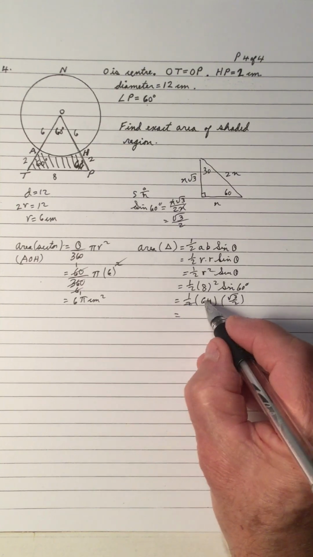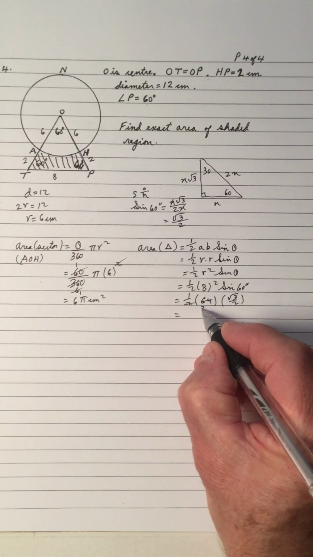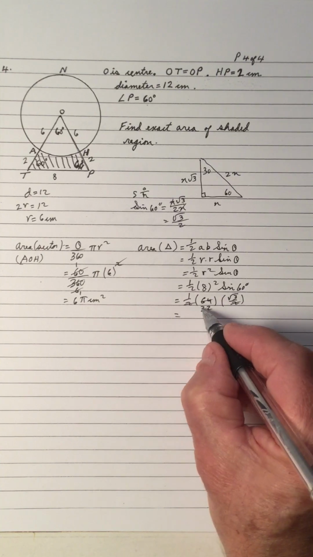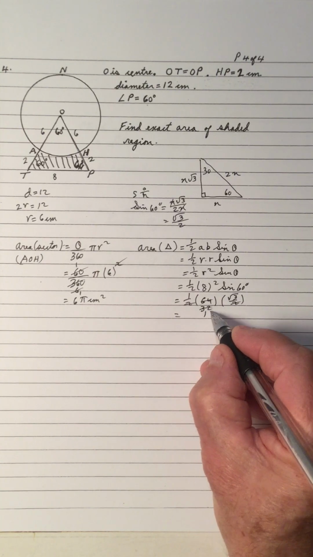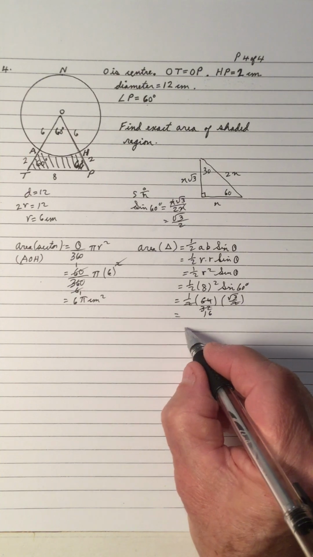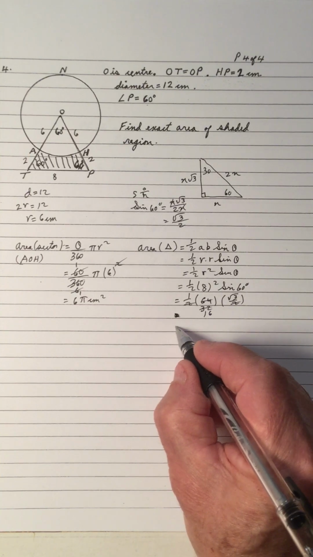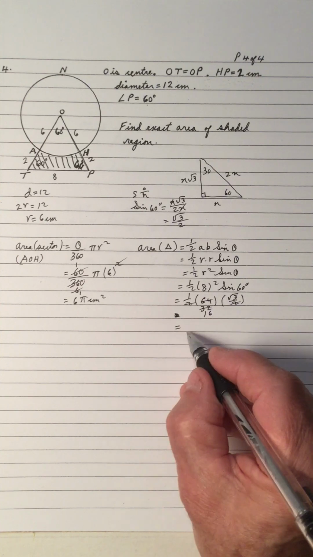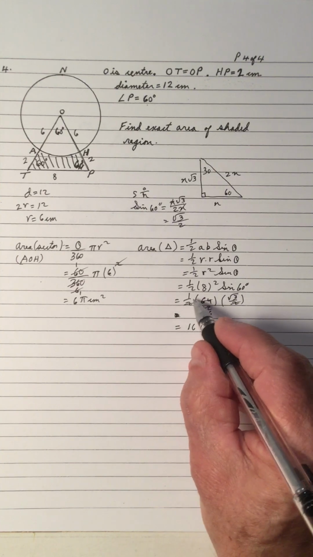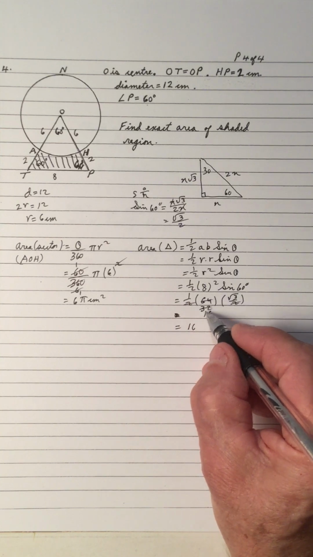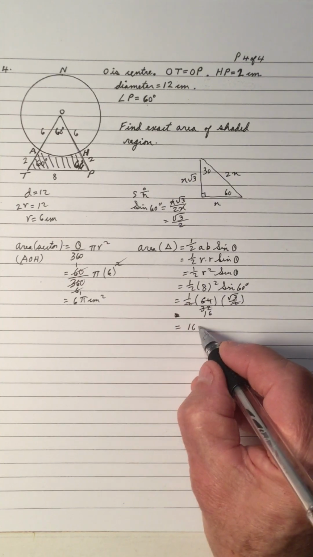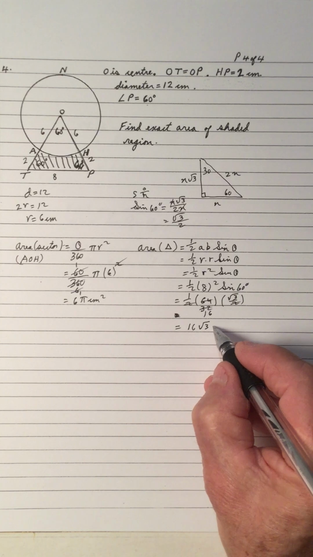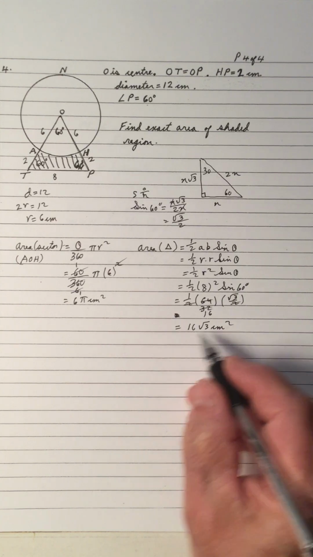So 2 into 64 goes 32. This 2 into 32 goes 16. So we have everything canceled out. So that's 1, that's gone. 16 root 3 centimeters squared.